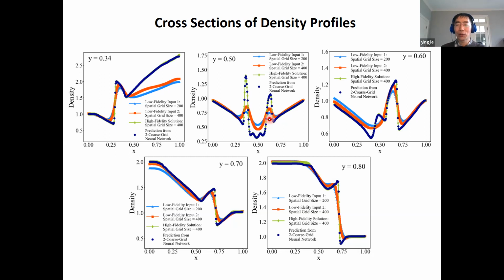Yeah, good. I think it's because you're using the local data, right? It's a local prediction. I think that's the benefit of doing this local neural network prediction.